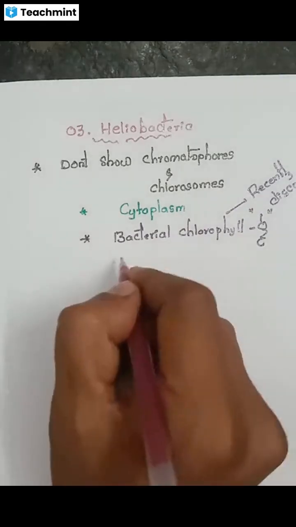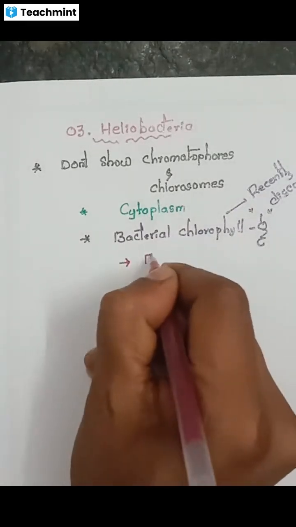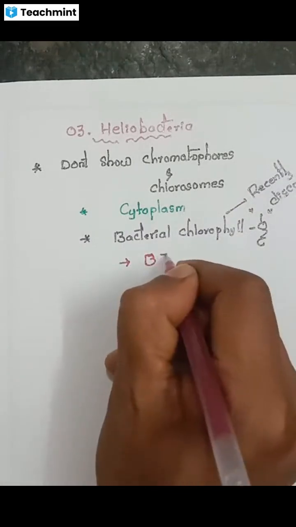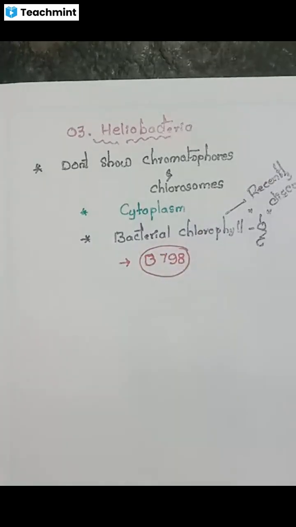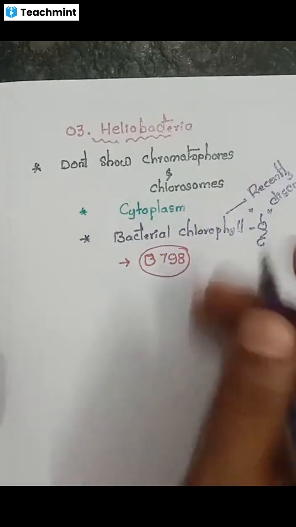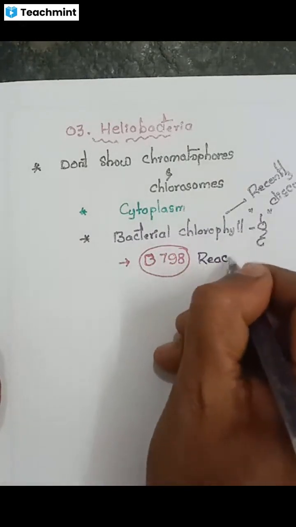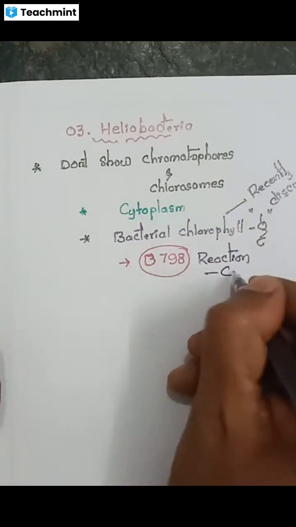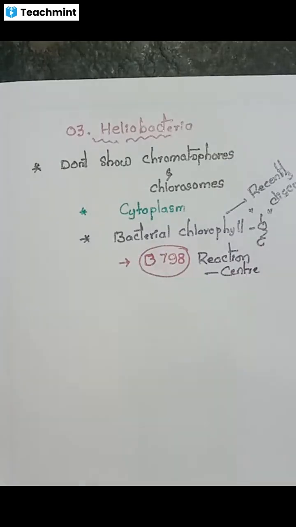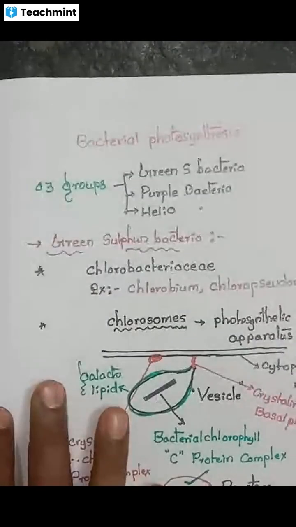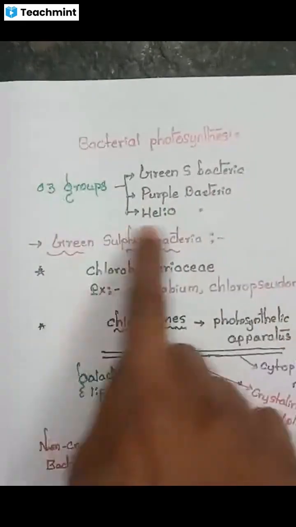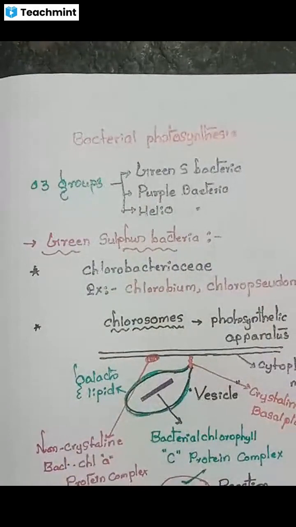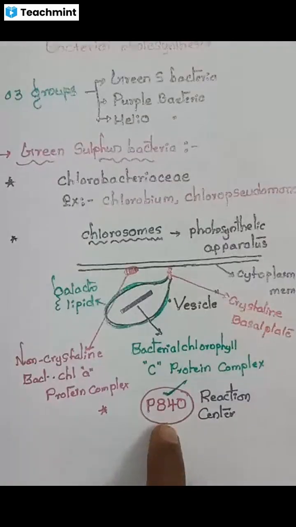In heliobacteria, the reaction center is B798. So clear. This is the information about types of photosynthetic bacteria. The photosynthetic bacteria are classified into green sulfur bacteria, purple bacteria, and heliobacteria. The reaction center in green sulfur bacteria is B840.